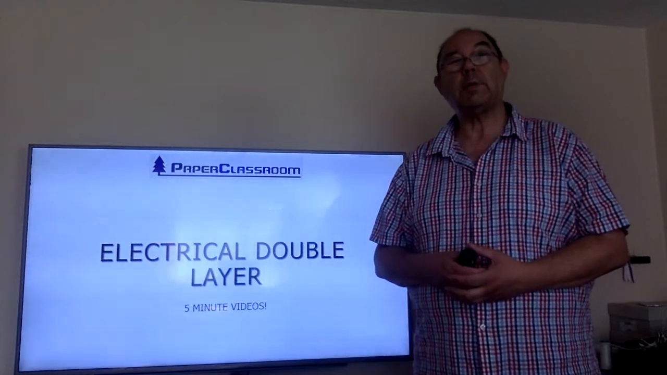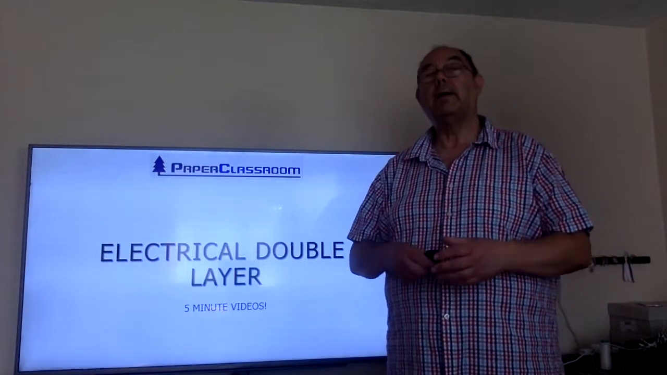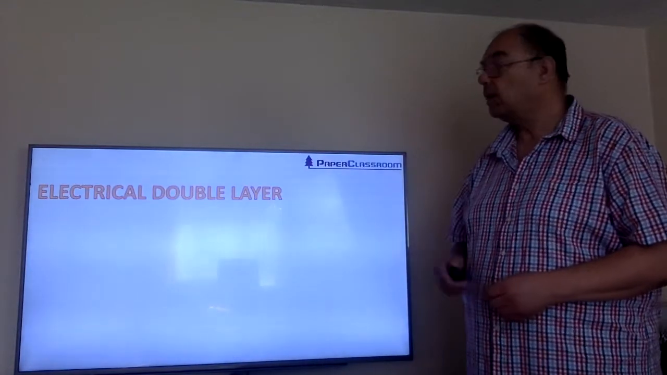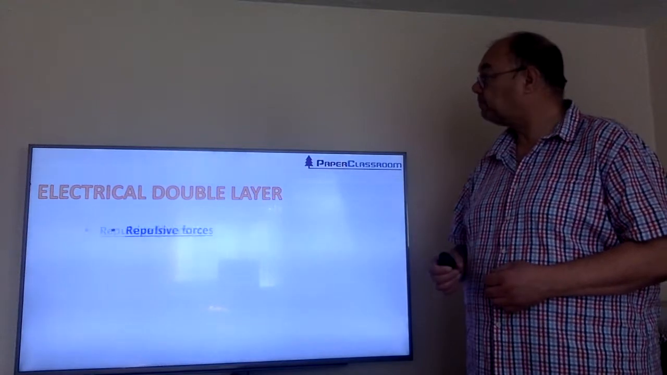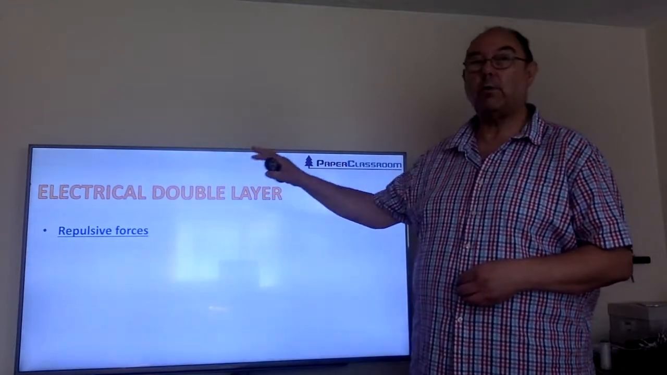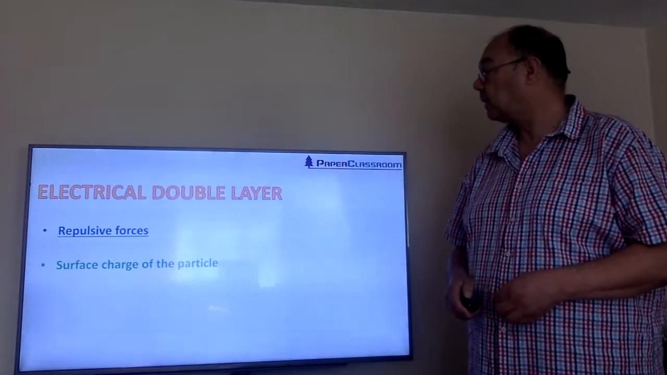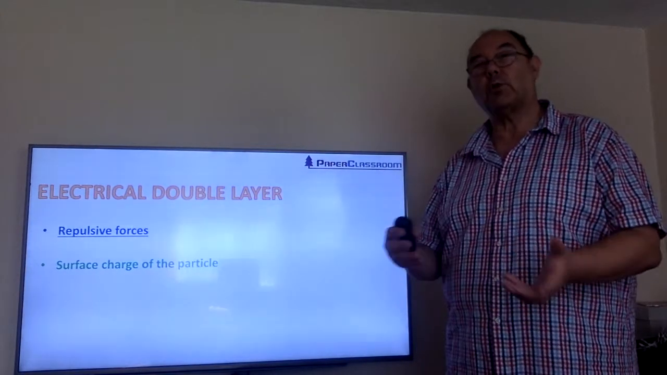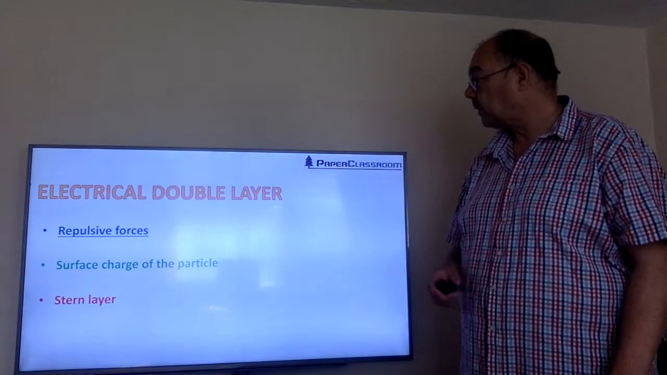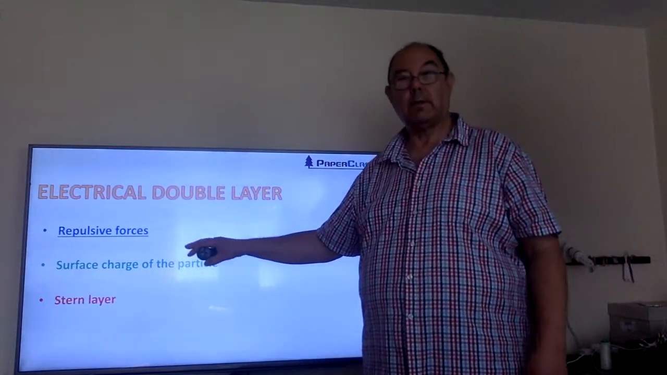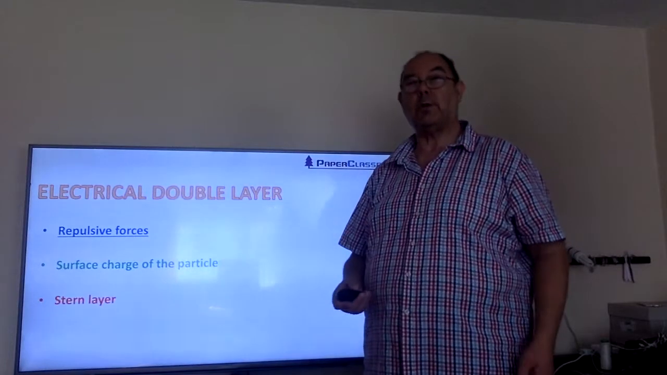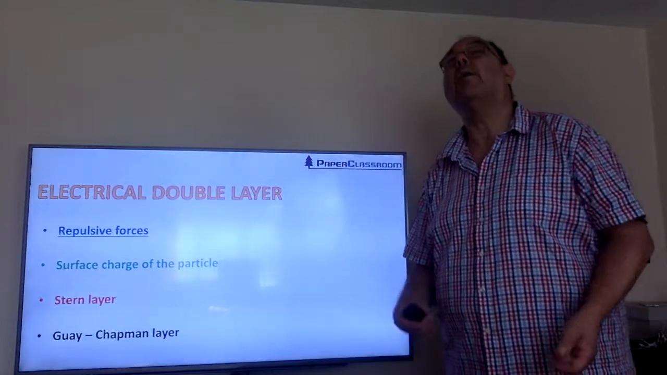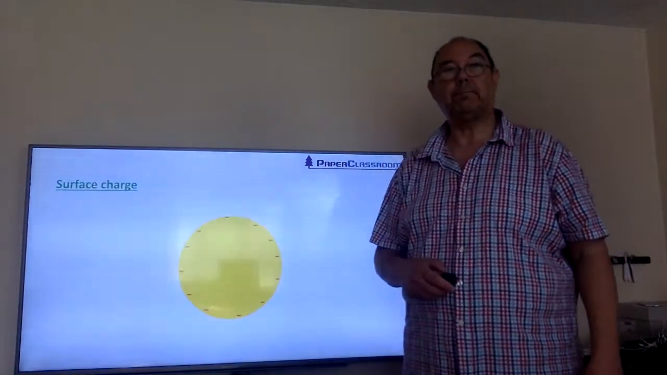In this session we're going to be talking about the electrical double layer. This is all about forces of repulsion. So what is the electrical double layer? It's all about repulsive forces, and it's all about the surface charge on particles when they're in solution. And we're going to be looking at the first layer of charge around a particle known as the Stern layer, and then we'll look at the layer beyond that, which is known as the Gouy-Chapman layer.